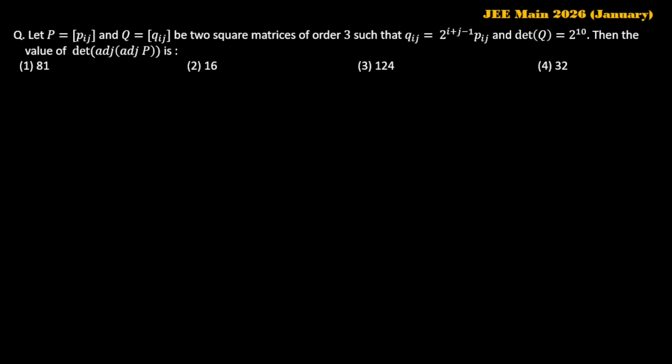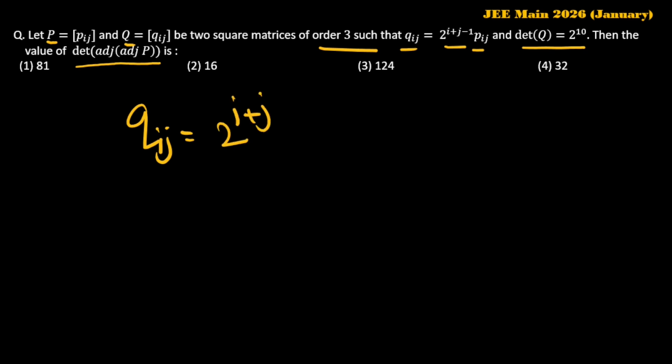In the question it is given that P and Q are two matrices of order 3, and each component Qij of the Q matrix is equal to 2 power i plus j minus 1 times Pij, and the determinant of Q is equal to 2 power 10. Then it asks for the value of the determinant of adjoint of P. So first write Qij is equal to 2 power i plus j minus 1 Pij. For this type of question, first we write the matrix Q.